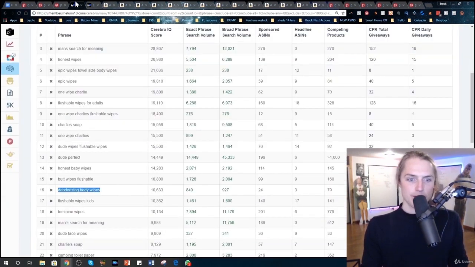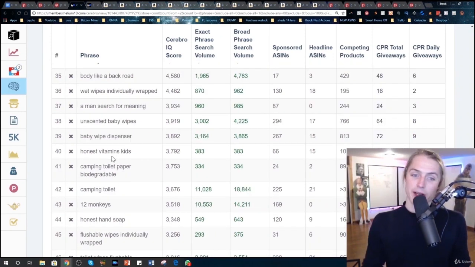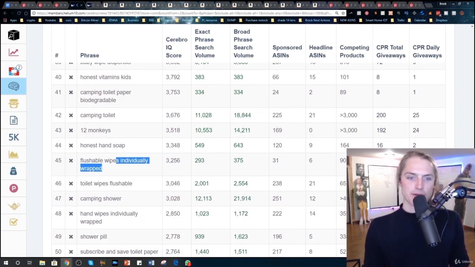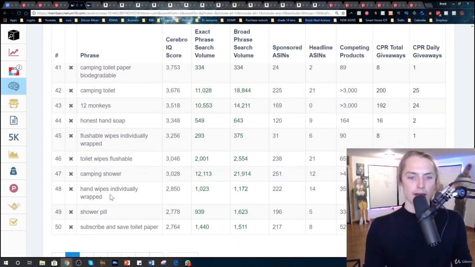So going back to here, we found that by looking up deodorizing body wipes. What else is here? Could potentially do something in baby wipe dispensers, but I don't want to get into babies. Yeah, so there's all sorts of different flushable wipes that keep happening quite a bit. Hand wipes, individually wrapped.